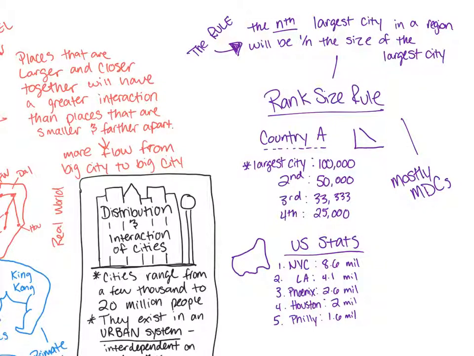So opposite of primate cities, services can be supported at all levels. Rank size rule and primate cities are opposites. Okay?